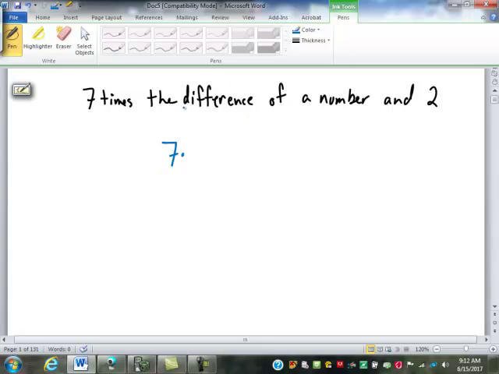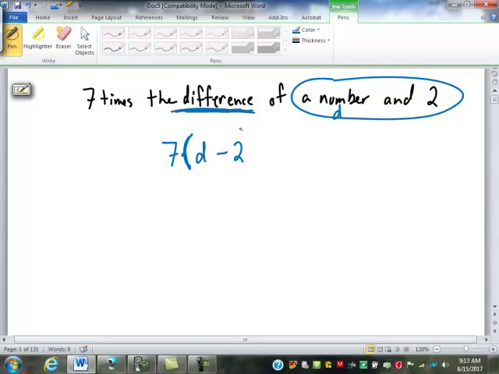Yeah, 7x plus 2. Well, remember, careful, it's difference, right? First of all, difference means subtraction, and it means that's the result of a subtraction. So we have to have parentheses. We're not multiplying the number, we're multiplying the result of the subtraction of the number and 2. So whatever letter we're asked to use, let's use D for the number. So D minus 2. So it'd be 7 times D minus 2, or just 7 and the D minus 2 in parentheses.